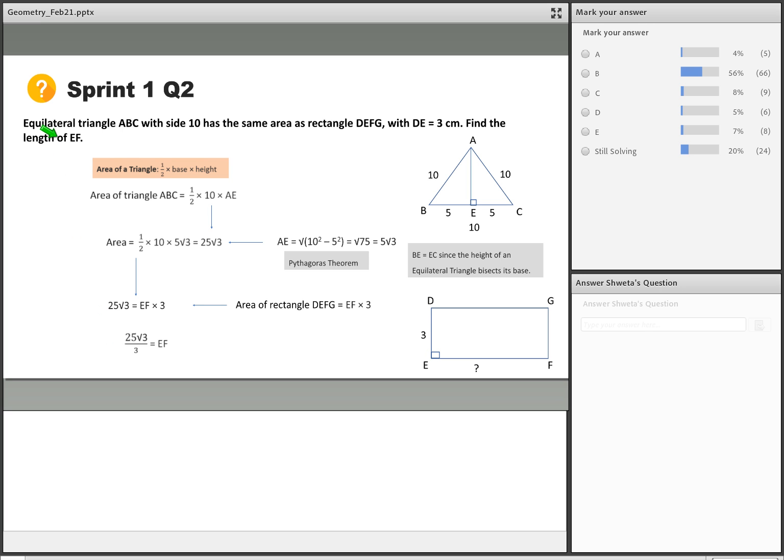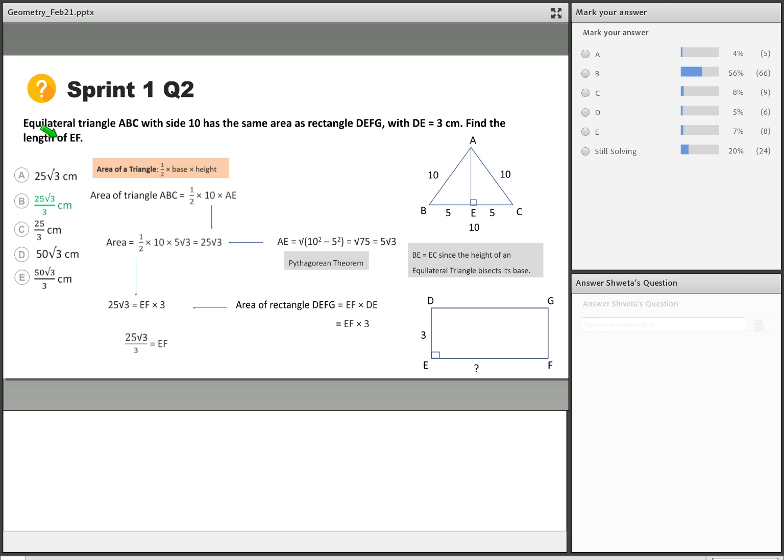We were looking for EF only. So the correct answer here is option B. Now with this, we are done with the second question of sprint 2 as well. This again, as we see, is high with a high accuracy.